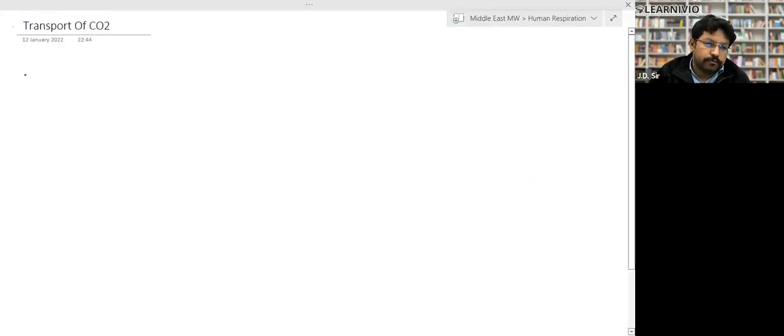So first, approximately 7% of CO2 is transported in dissolved form. Dissolved with plasma.